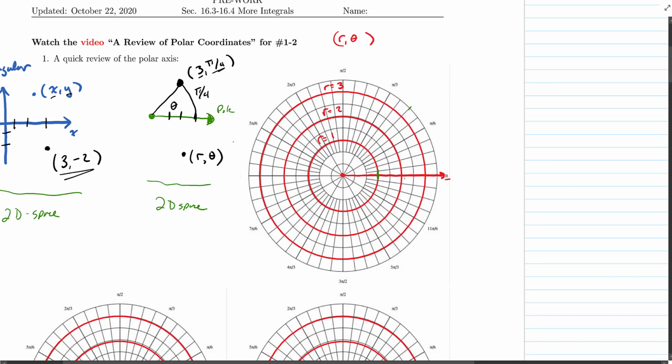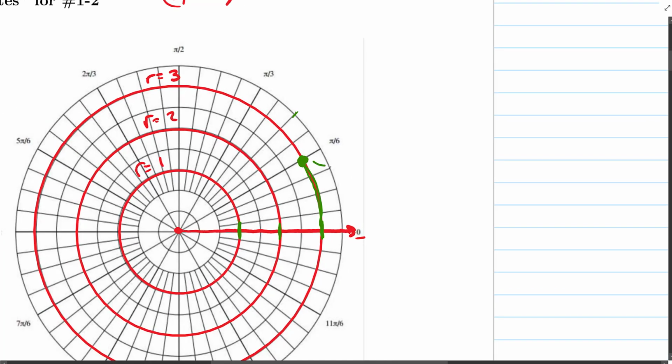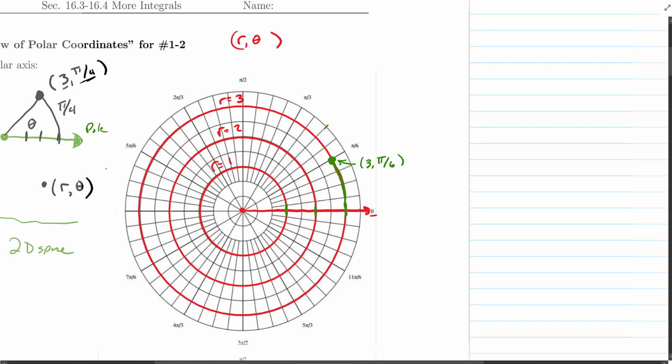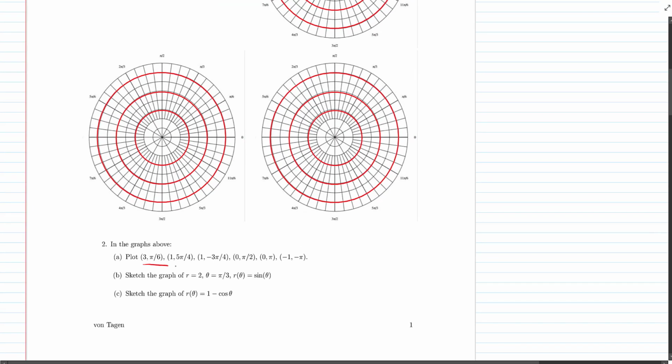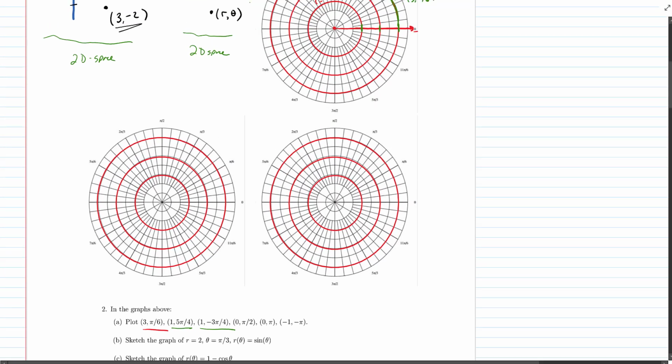There's 1, 2, 3 units along the pole, and then we're going to rotate up to an angle of pi over 6. We're going to rotate this position up to the angle pi over 6, and there is that particular point with the coordinates. Let me see if I can zoom in and label that with the coordinates 3, pi over 6. Okay. So I'd like to put 2 more points on here. I'll let you guys do the rest after that. But let's go ahead and put the coordinates 1, 5 pi over 4 and 1, negative 3 pi over 4.